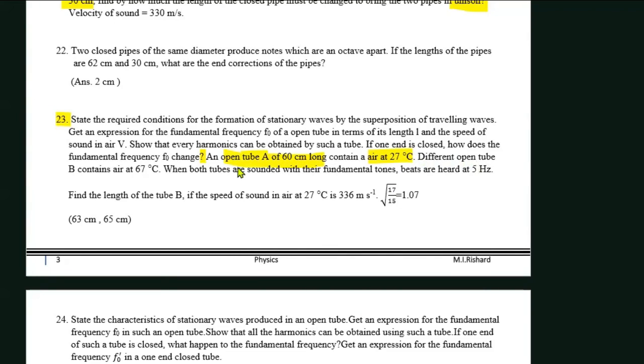A different open tube B contains air at 67 degrees. When both tubes are sounded with fundamental tones, beats heard are 5 hertz. Find the length of the tube B, right? If the speed of sound in air at 27 degrees Celsius is 336 meters per second. This is pretty simple, right?